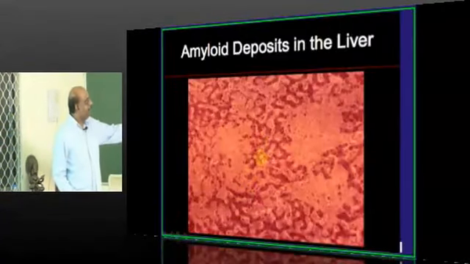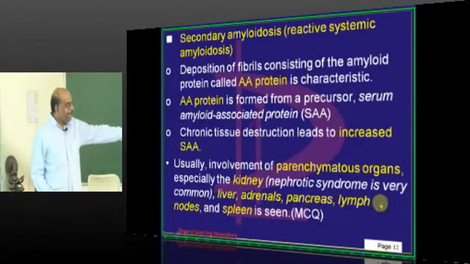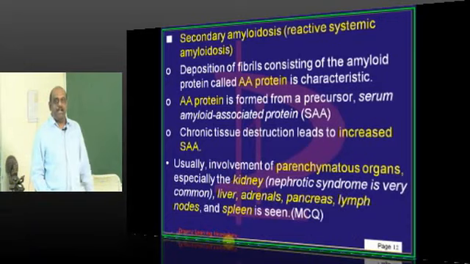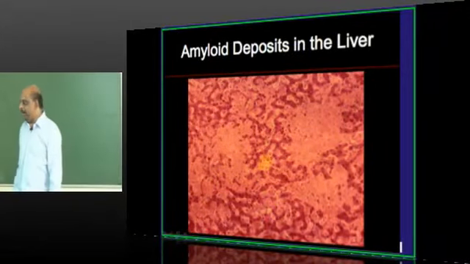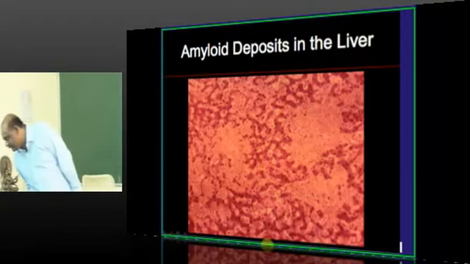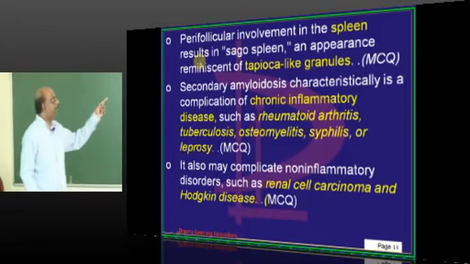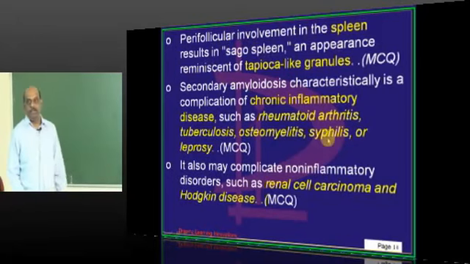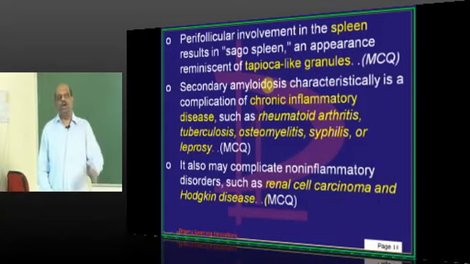Then, kidney, liver, adrenal, pancreas, lymph nodes, spleen. You don't need to remember all this. Automatically, if you remember those three in primary, remaining are all in secondary only. Now, doctor, in liver, these are the typical amyloid deposits which you need to remember. Then in spleen, there will be perifollicular involvement.